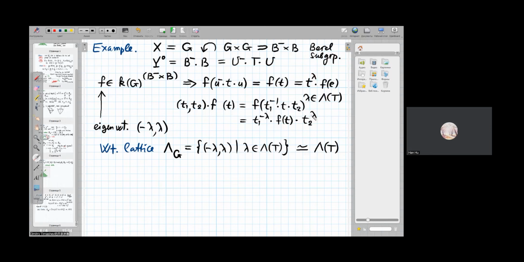Now let's describe the valuation cone. To describe the valuation cone, we have to consider irreducible submodules in the coordinate algebra of G and analyze their products, as we did before. So, what are irreducible representations of G cross G? Irreducible representations of G cross G.